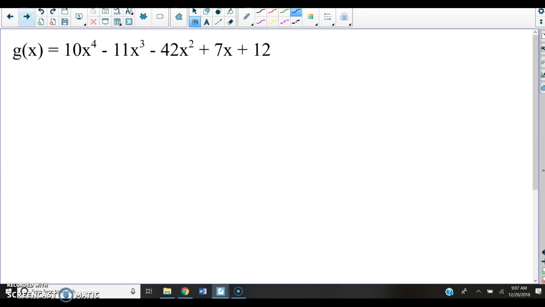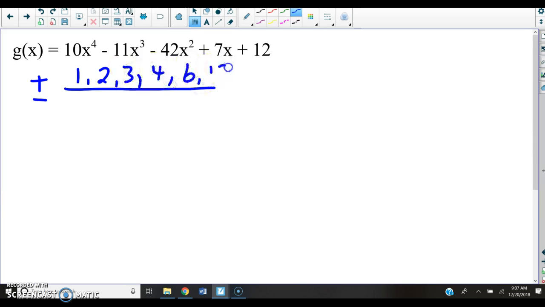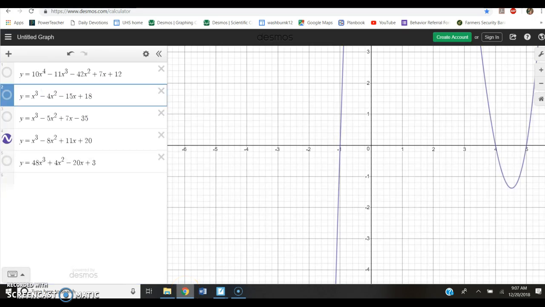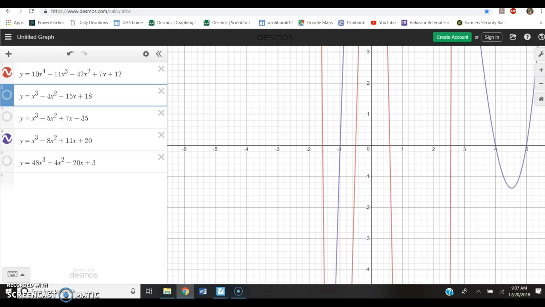Okay, I want to go to the 4th degree problem. So possible rational roots. Factors of 12: 1, 2, 3, 4, 6, 12, right? And factors of 10: 1, 2, 5, 10. So I'm getting quite a few there. All right, so this is the 10x to the 4th. So when I come back, that's this one. Oops, sorry. There we go.